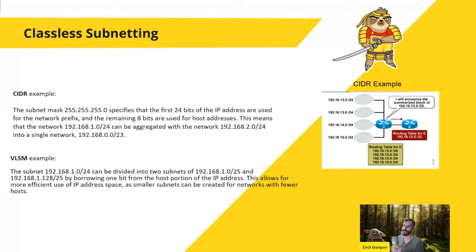And as you can see, this means that the network 192.168.1.0/24 can be aggregated with the network 192.168.2.0/24 into a single network with the mask /23. So we can use CIDR to aggregate different routes. In the image, you can see an example of aggregating different subnets into one subnet. It's like a summarization of split subnets into one.